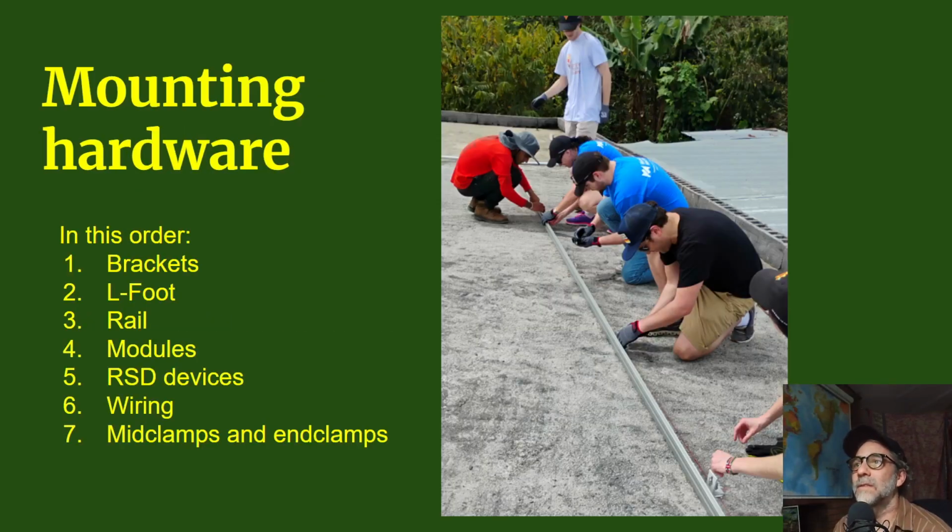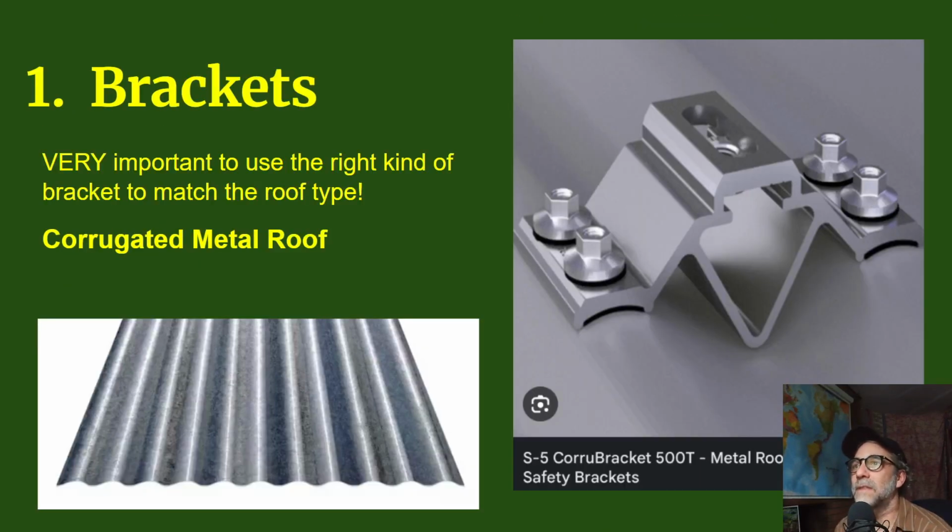When we mount solar panels onto a roof, there's a bunch of hardware components that we use. We're going to take a look at each one, starting with the roof surface. There are brackets that mount onto the roof. Now there's different types of roof surfaces, and it's very important that you use the right kind of bracket that's made to attach to that particular type of roof. In Puerto Rico, there's a lot of corrugated metal roofs, and for those, we are using this type of bracket. It's called an S5 Corru bracket.